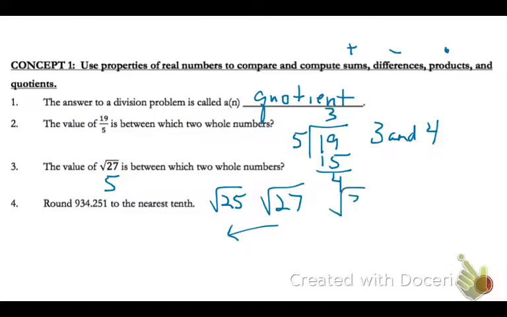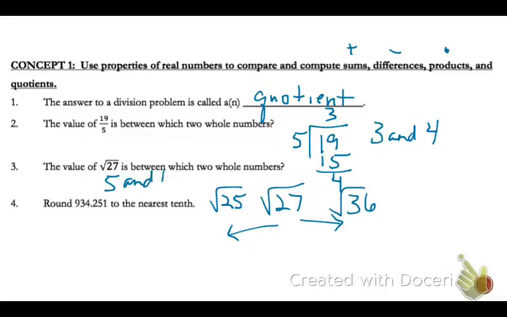6 squared is 36. So because 27 is in between 25 and 36, that means that the square root of 27 will be in between the square root of 25, which is 5, and the even square root of 36, which is 6.